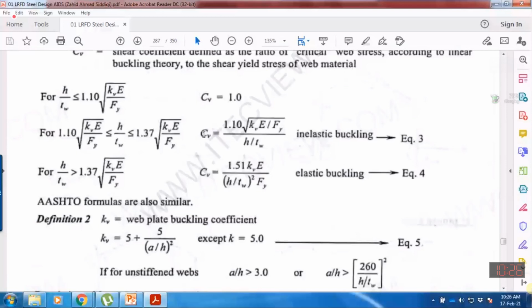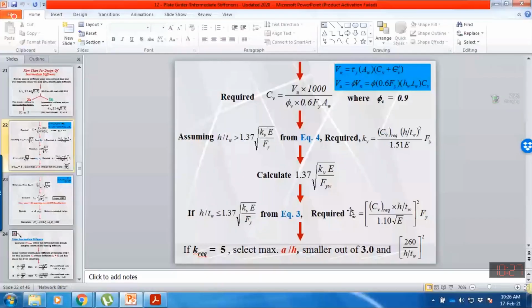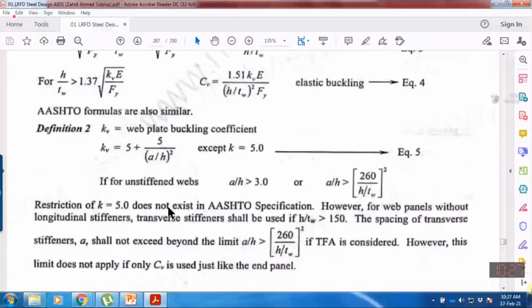And next, when you have determined the kV value from here, if this kV value is equal to 5, for example, in which case will the kV value be 5? If the kV value is 5, then we do not require any stiffener. So if the kV value is 5, then we will provide the stiffener at maximum spacing. The maximum spacing we got from these two expressions. So the maximum spacing is the lesser A value out of these two equations.